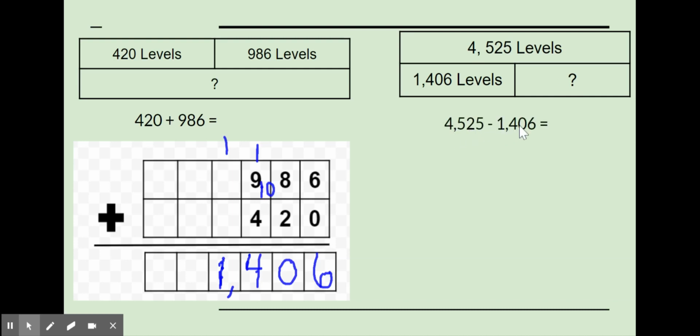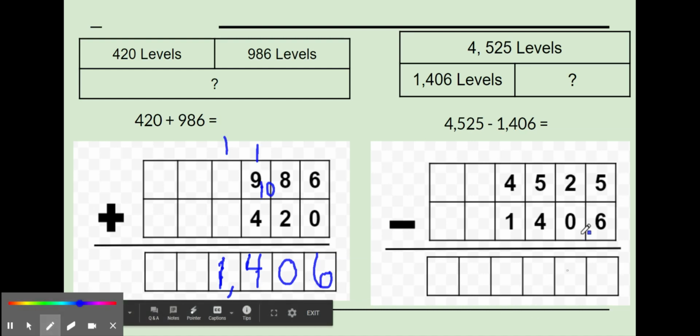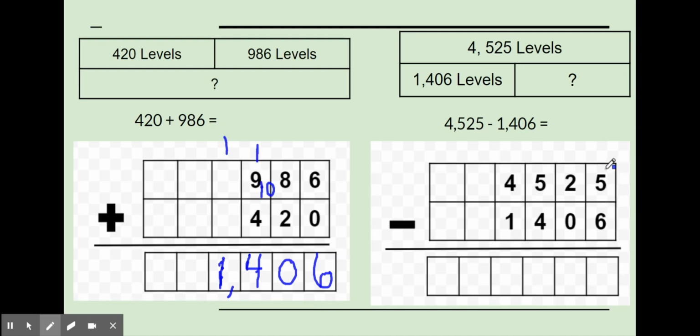4,525 minus 1,406. And again, we want to rewrite our problem, stacking our numbers, making sure we line up our place value, and the larger number is written first on top. So subtracting, we would subtract 5, take away 6, and we can't do that because 5 is smaller than 6. So we need to go next door and we borrow. 2 becomes a 1, and we give 1 to the 5, and that becomes 15.